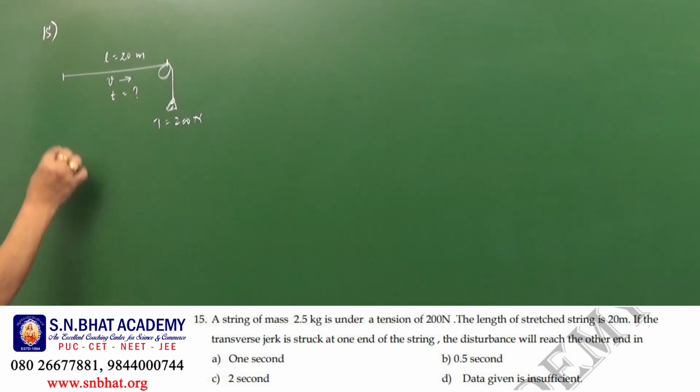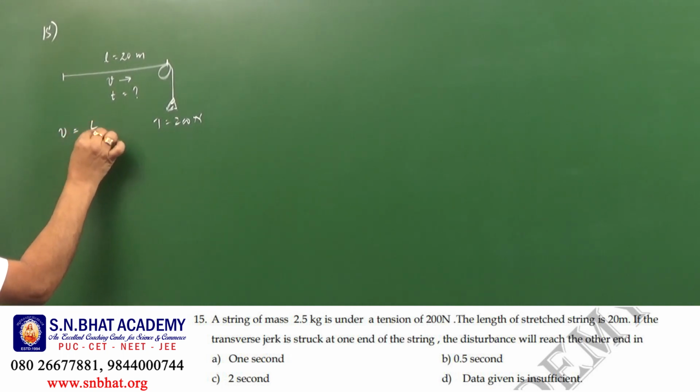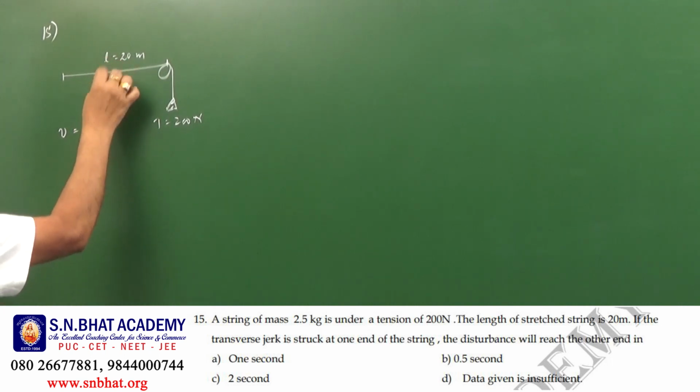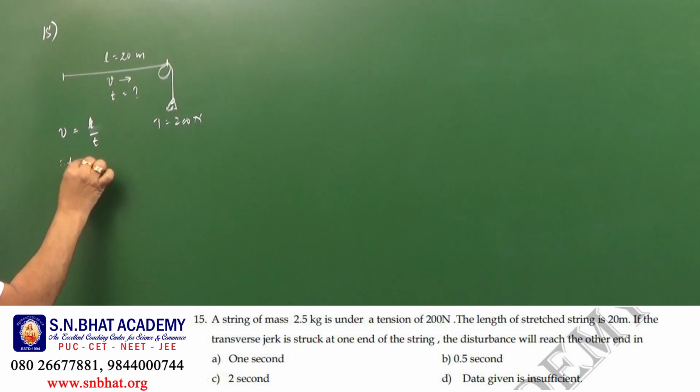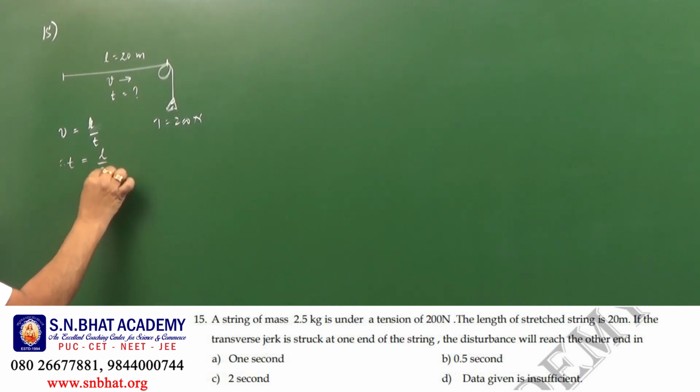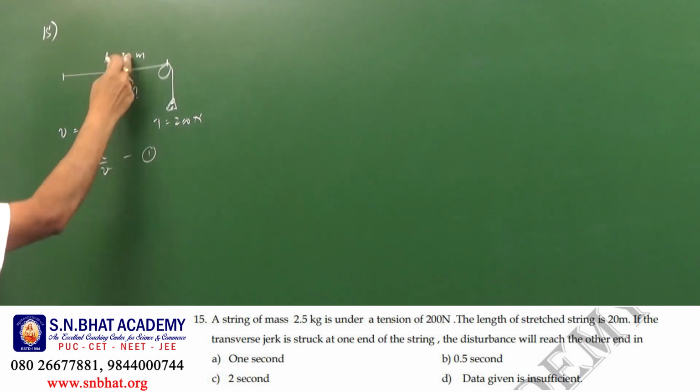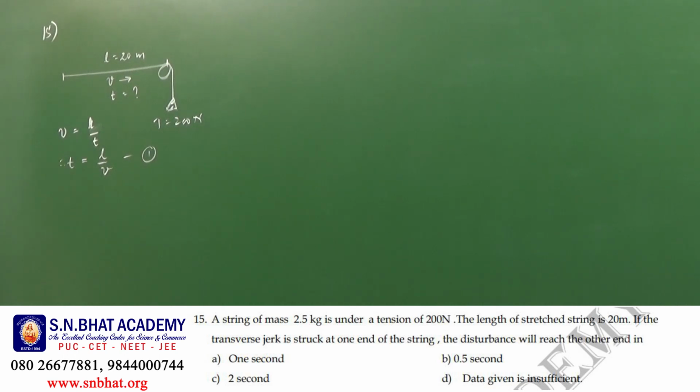And you know that velocity is equal to distance traversed divided by the time taken. What we want to calculate is time. Time is equal to L by V, equation number 1. Length he has given, it is equal to 20. Now the velocity: remember, the velocity of a transverse wave is given by the formula root of T by m.